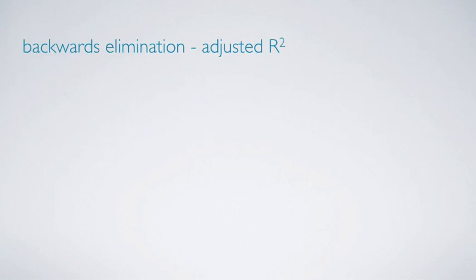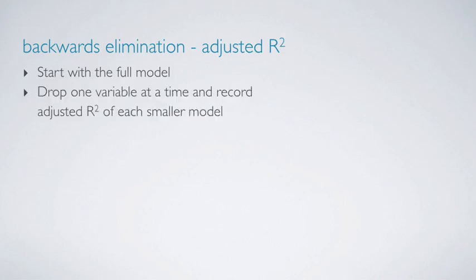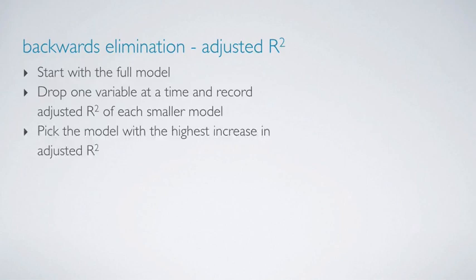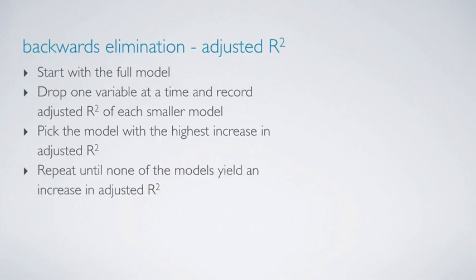Let's start with backwards elimination using the adjusted r-squared method. Here we start with the full model, the model with all possible predictors. We drop one variable at a time and record the adjusted r-squared of each smaller model. Then we pick the model with the highest increase in adjusted r-squared. We repeat until none of the models yield an increase in adjusted r-squared.